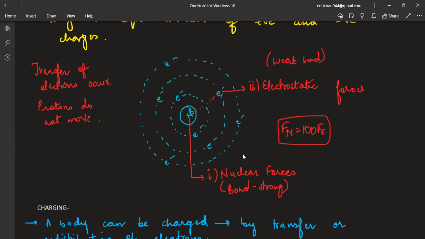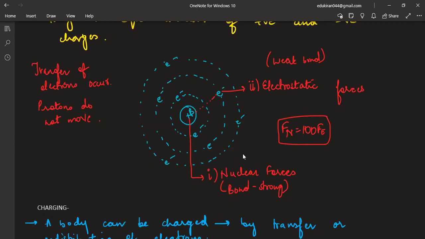And see, electrons are not massless entities. They have certain mass residing within them, right? 9.1 into 10 to the power minus 31 kgs. This much mass is present. So when electrons are lost from a body, the associated mass with each electron is also lost. So in case of a positively charged body, mass is less.